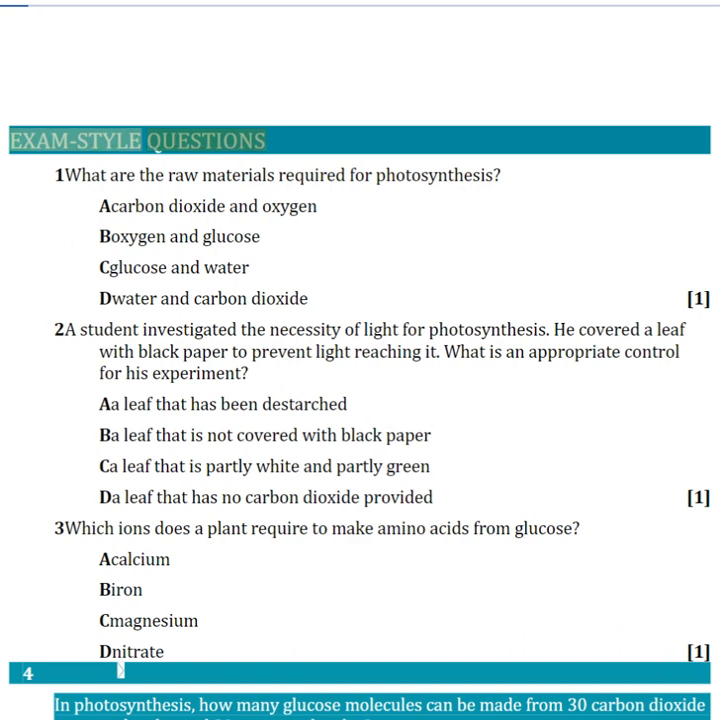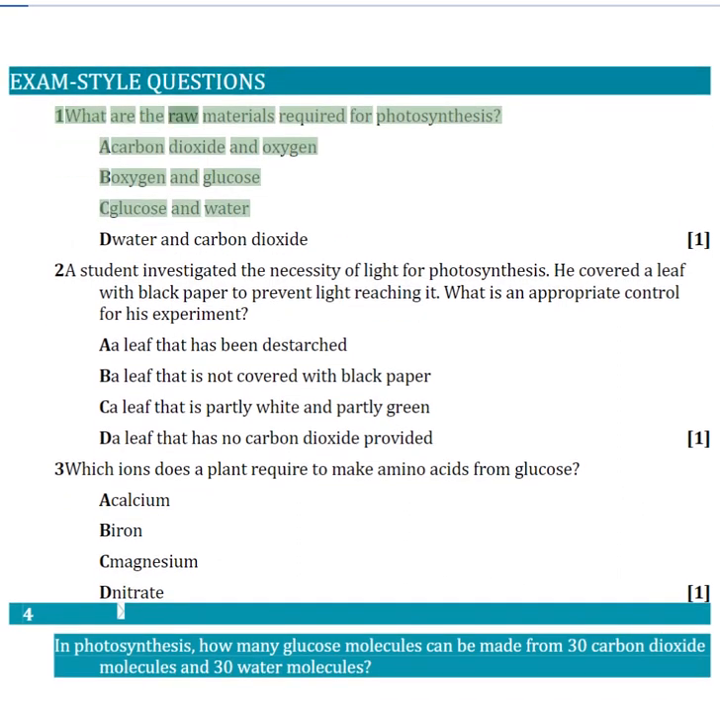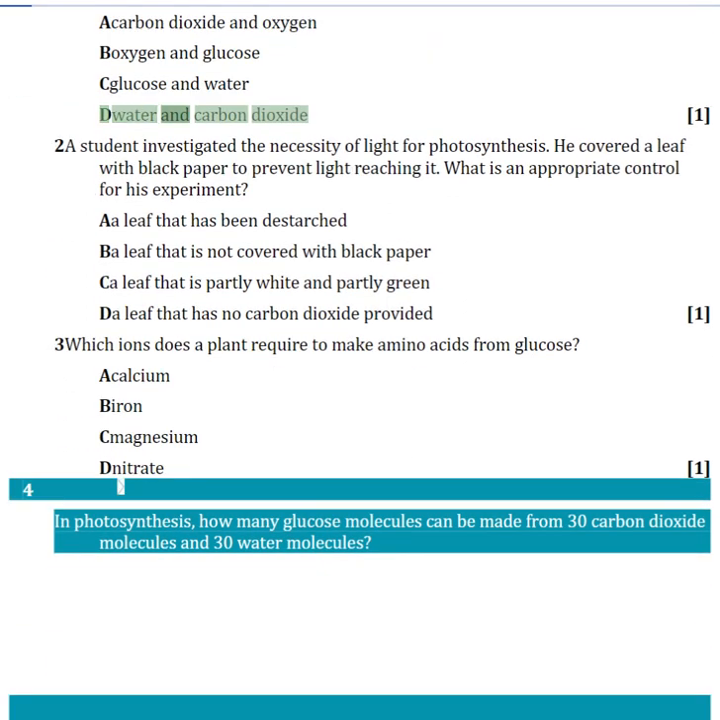Exam-style questions. 1. What are the raw materials required for photosynthesis? A. Carbon dioxide and oxygen. B. Oxygen and glucose. C. Glucose and water. D. Water and carbon dioxide.